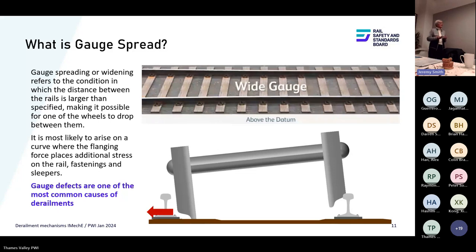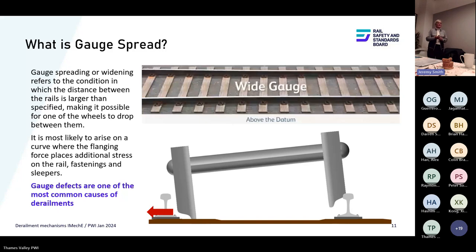And gauge spread is the widening between the rails, which is large enough that the wheel set will actually fall in. It's most likely, again, not universally, as we'll see in a minute, to arise on a curve where you've got a serious lateral force pushing the rails apart. There are usually warning signs, problems with fastenings, problems with sleepers.